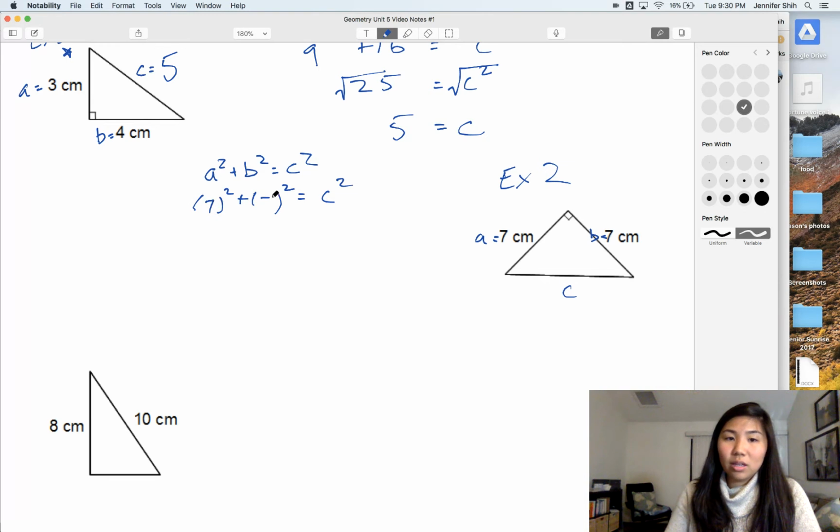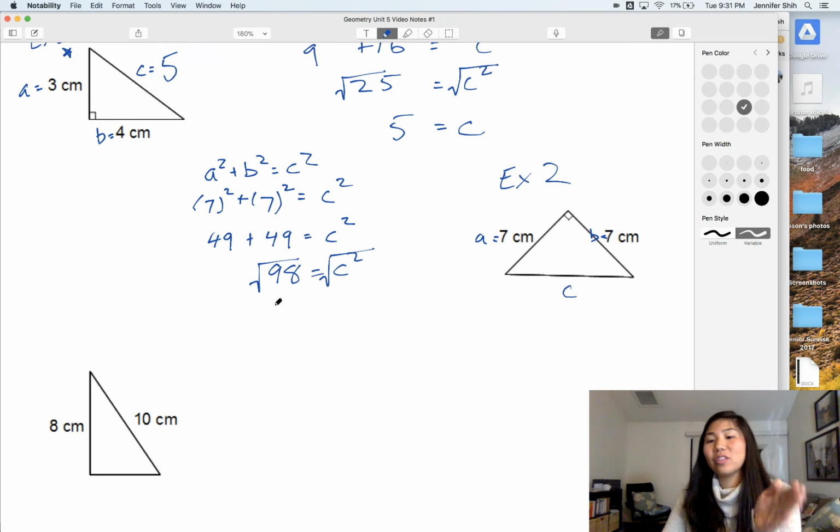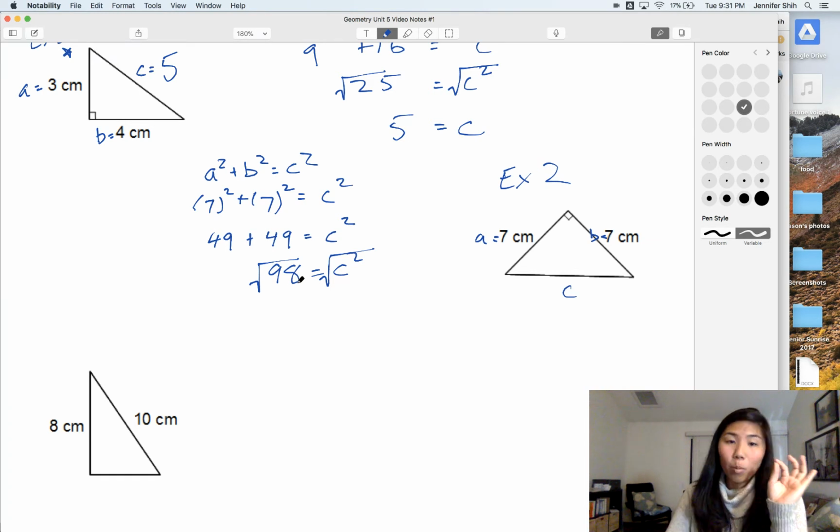Okay, so 7 and 7. So this is 49 plus 49 is equal to C squared. And this is equal to 98. 98 is equal to C squared. So when you take the square root of this, one, ask your teacher, can you leave it as a square root of 98? It depends on your teacher if he or she will let you leave it like this. I'm okay with this sometimes, but more importantly, if it's a multiple choice question, you won't be able to find a selection if you just leave it as a square root of 98.